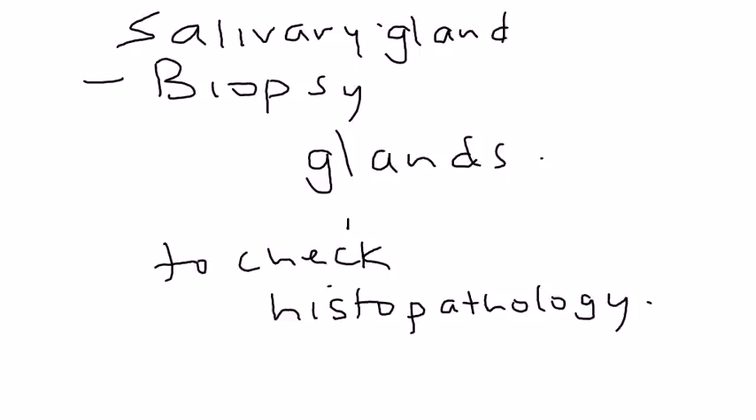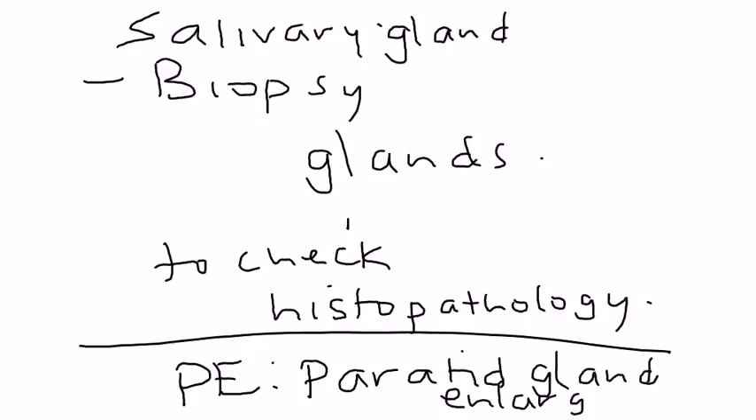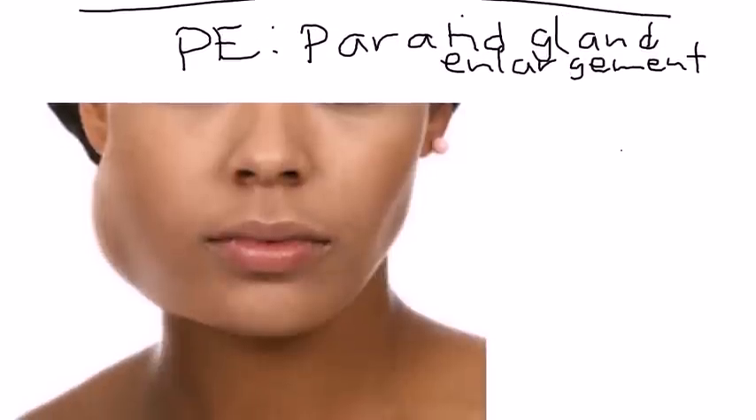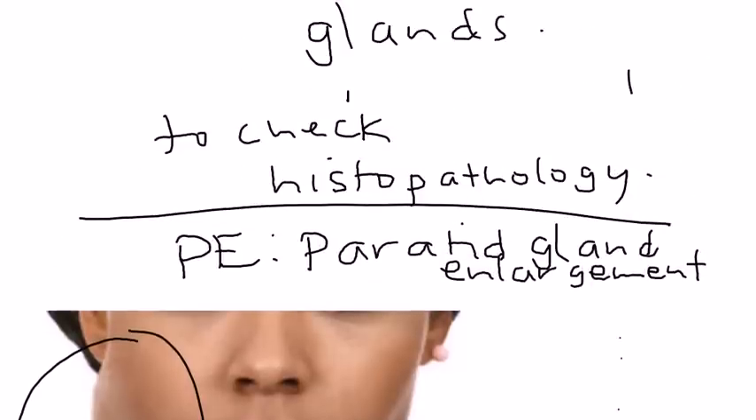One more thing I wanted to point out is a physical exam diagnostic characteristic, a physical exam finding, which is parotid gland enlargement. And that's something that can be checked very easily on physical exam. And here's a picture of somebody with Sjögren syndrome, and you can clearly tell their parotid gland is very, very much enlarged. So that's something I wanted to mention.